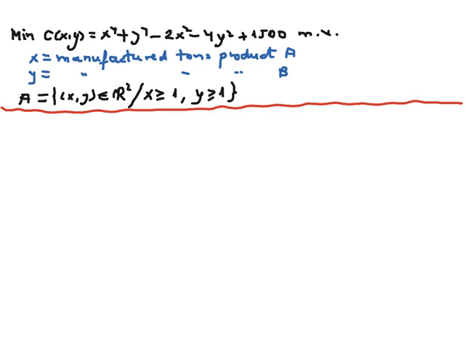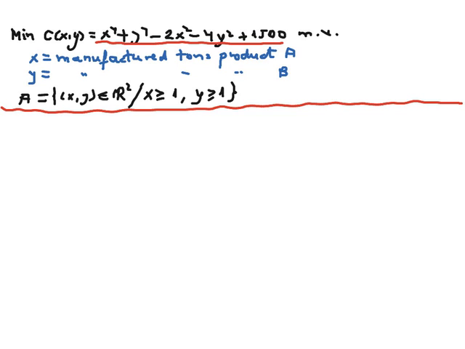In exercise 21, we are asked to minimize a cost function defined as this one, where x measures the manufactured tons of product A and y the same for product B. We have to calculate the minimum in the set where x is greater or equal than 1 and y is also greater or equal than 1.